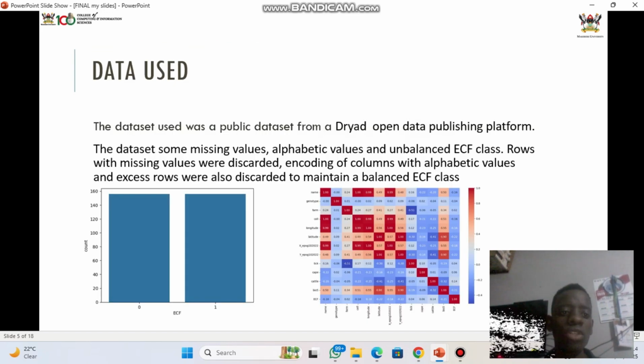So the dataset used was from the Dryad Open Data Publishing Platform. It had some missing values, alphabetic values, and an unbalanced ECF class. The rows with missing values were discarded, and encoding was performed for the alphabetic values to achieve a valid dataset. This is how we came up with the balanced ECF.